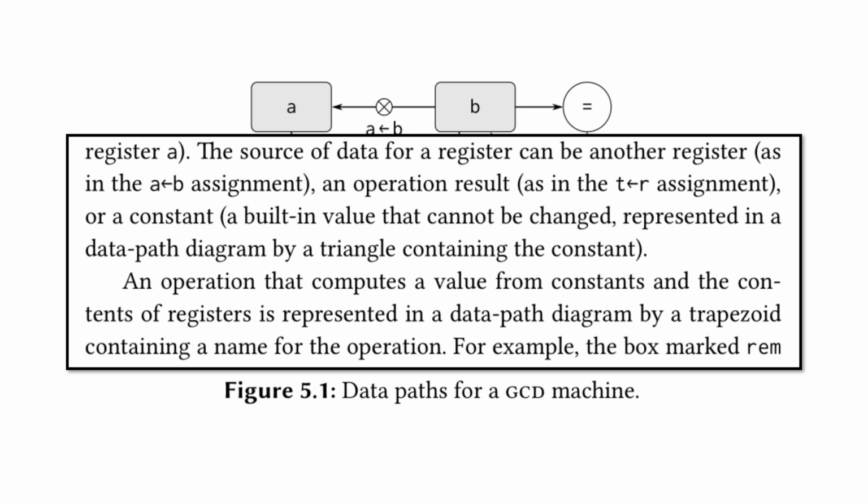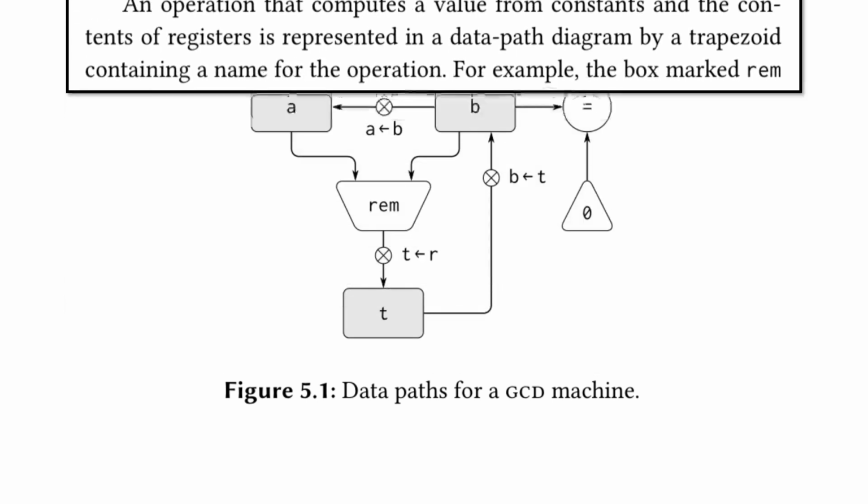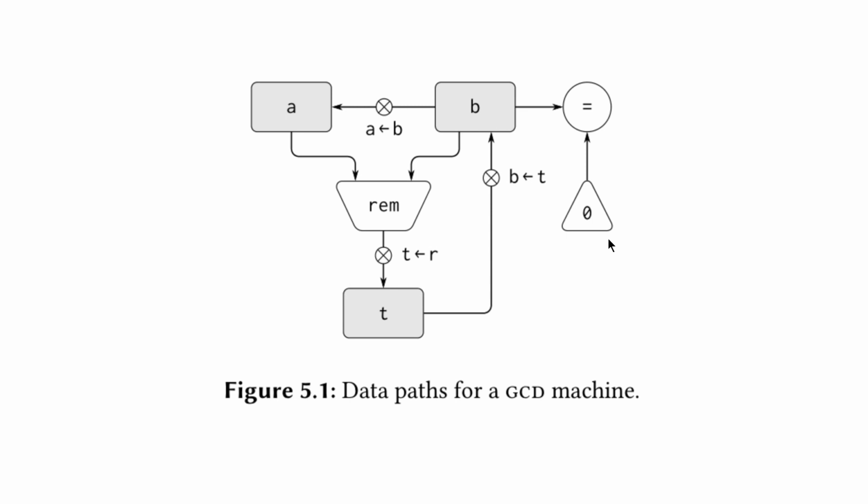The text then goes on to say, an operation that computes a value from constants and the contents of registers is represented in a data path diagram by a trapezoid containing a name for the operation. So at this point, we now know that constants are represented by triangles and operations are represented by trapezoids. And the only thing that's left is this circle, which represents tests. I won't show you the text for that because it's only a single sentence, but basically a circle represents a test.